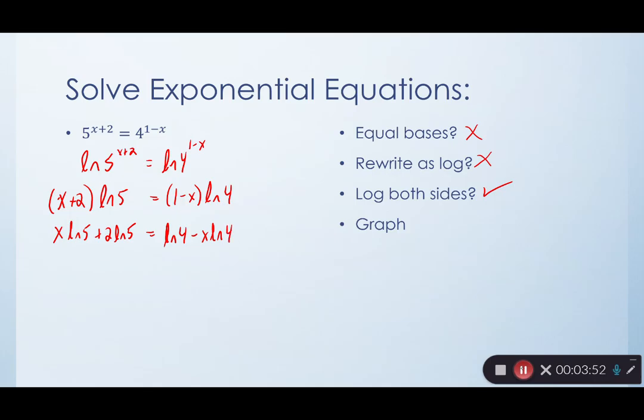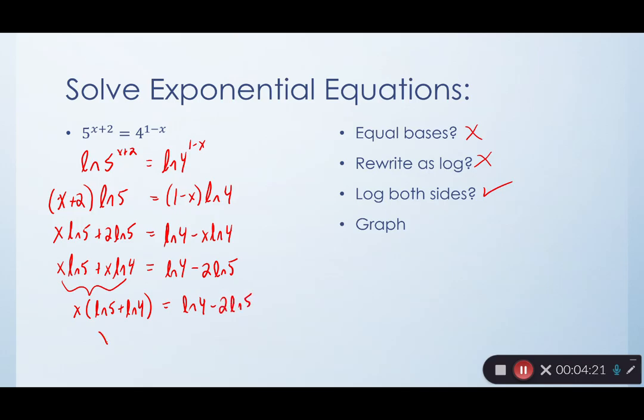And we are going to put our terms with x's on one side and our terms without x's on the other side. So we will have x ln 5. I'm going to add x ln 4 to both sides. I'm going to subtract 2 ln 5 from both sides. And then you say, oh, look, on the left-hand side I got an x that I can factor out. And then I can finally solve for x. So I got ln 4 minus 2 ln 5 over ln 5 plus ln 4.